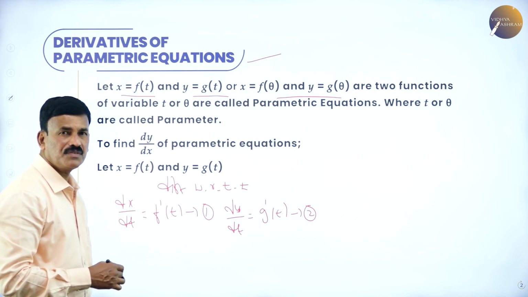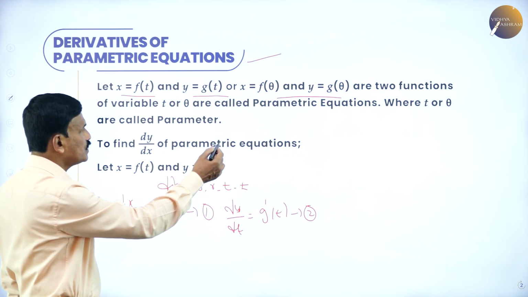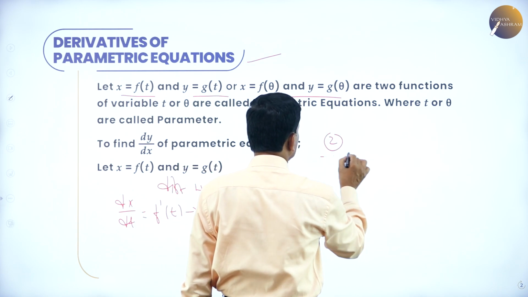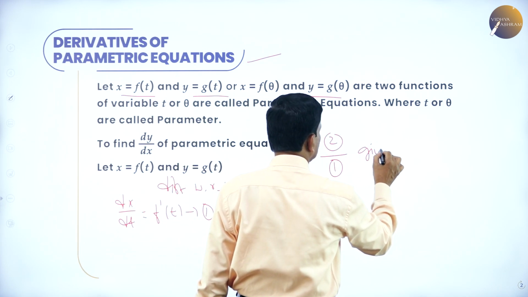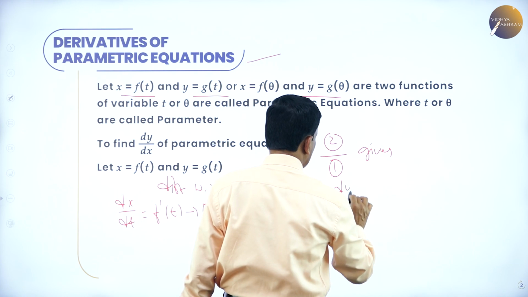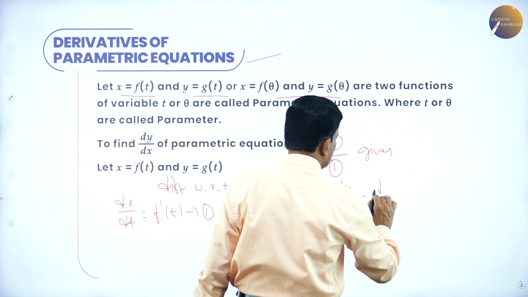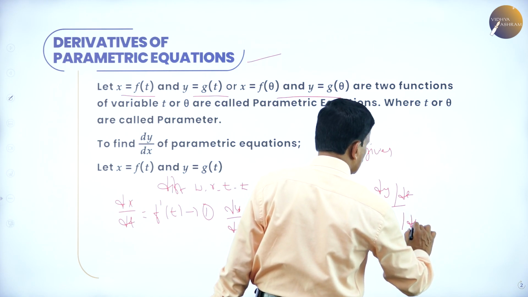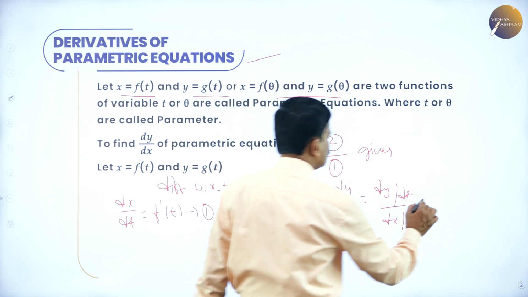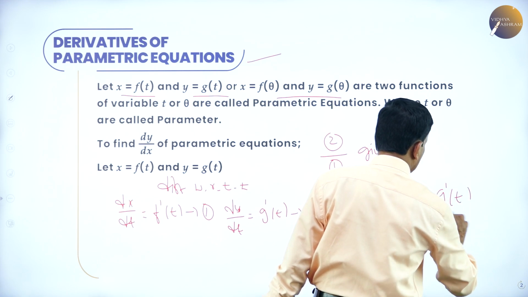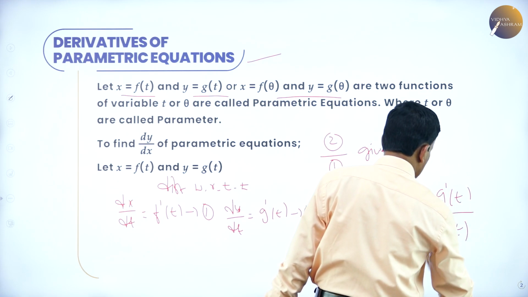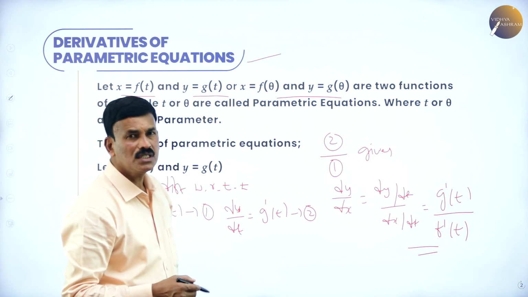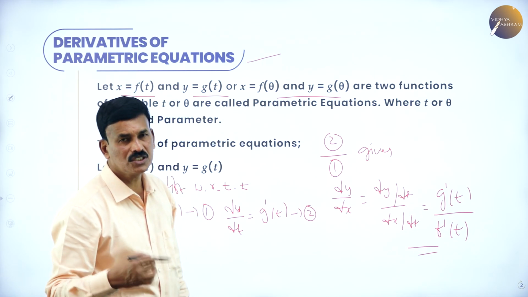Now just differentiate with respect to t, or if it is theta, differentiate with respect to theta. Then equation 2 divided by equation 1 gives dy by dx is equal to dy by dt divided by dx by dt. What is dy by dt? g dash of t divided by f dash of t will give the derivative of the given function. This is how we are going to differentiate a parametric equation.